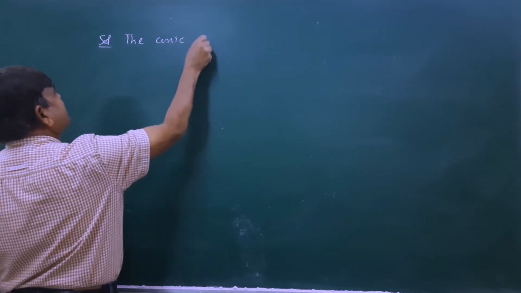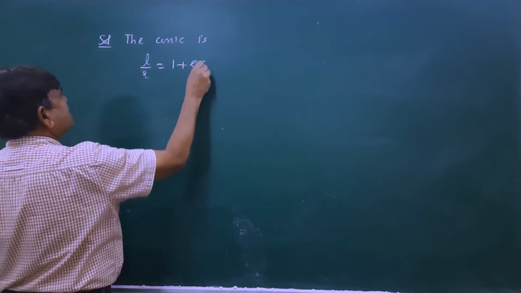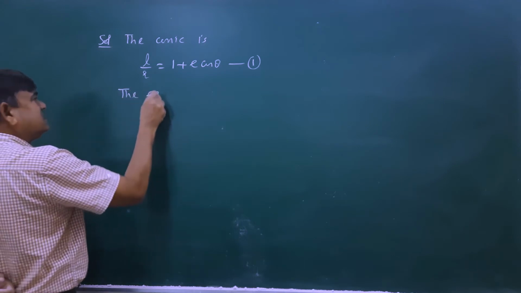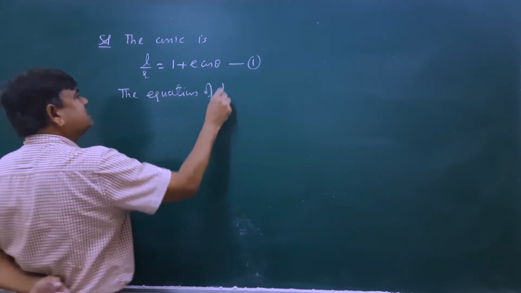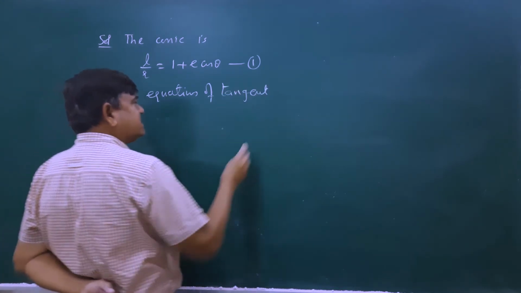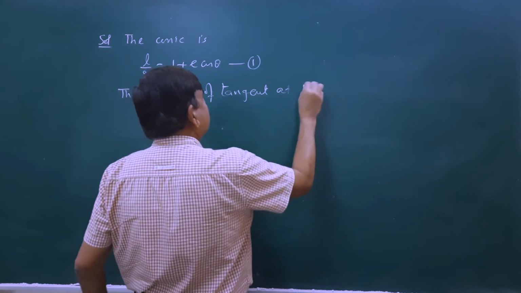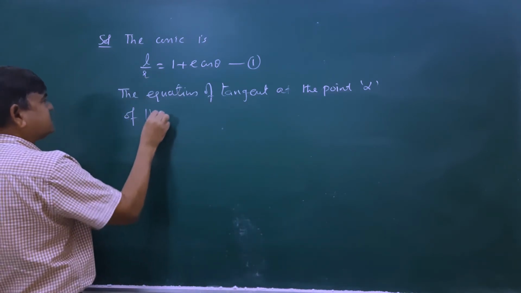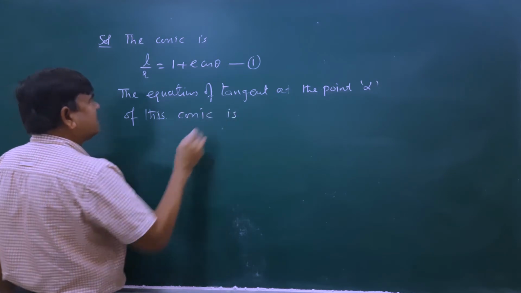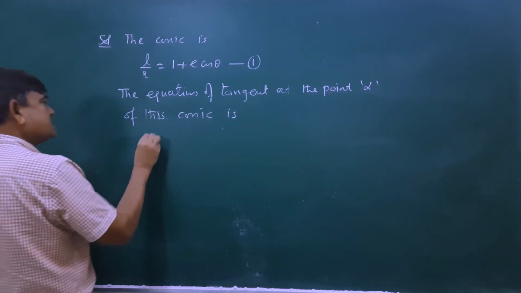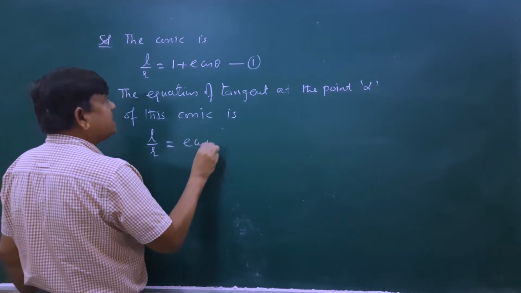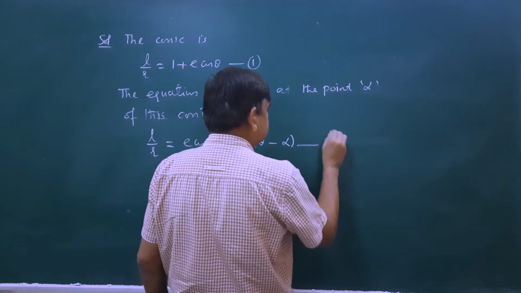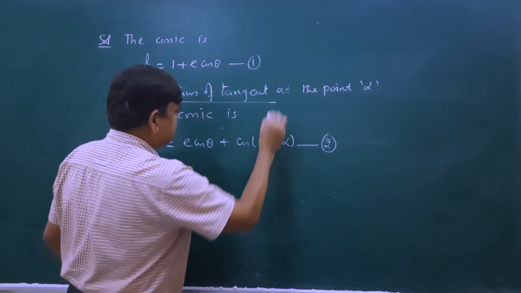The conic is L upon R equals 1 plus E cos theta. The equation of tangent at the point alpha of this conic is L by R equals E cos theta plus cos(theta minus alpha). This is the equation of tangent.